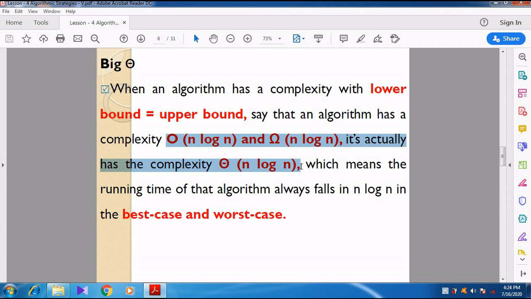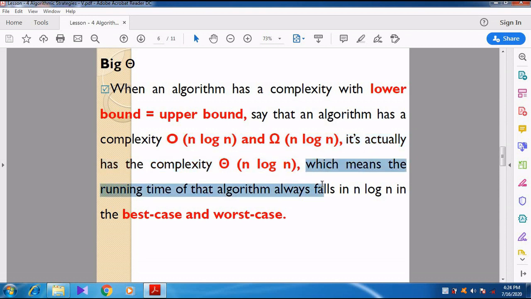So whenever the lower bound and the upper bound are equal, the best case and the worst case fall in the same n log n, and we can call it theta of n log n, because theta represents big theta. This is the third notation, used whenever the lower bound is equal to the upper bound. It means the running time of the algorithm always falls in n log n in both the best case and the worst case.